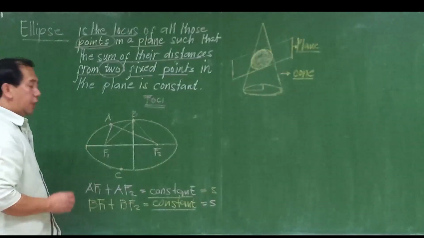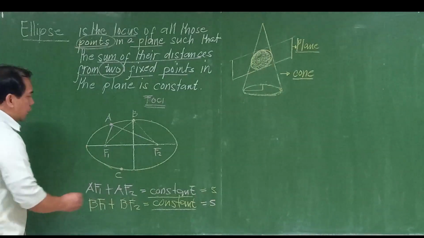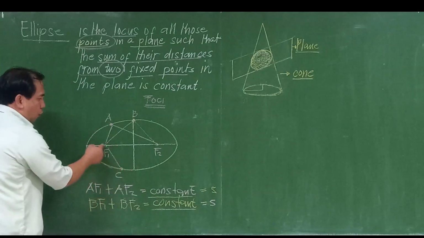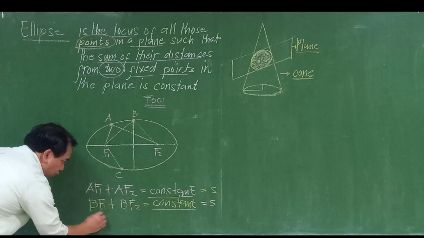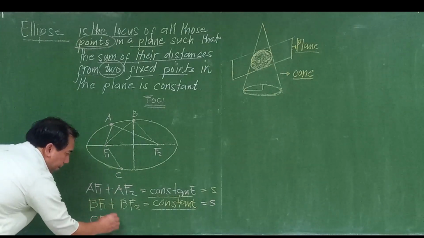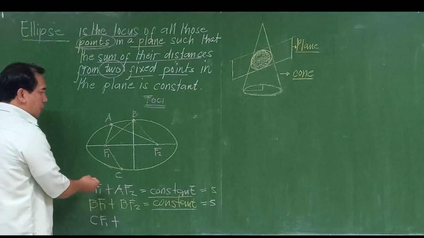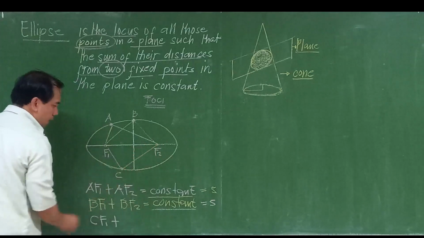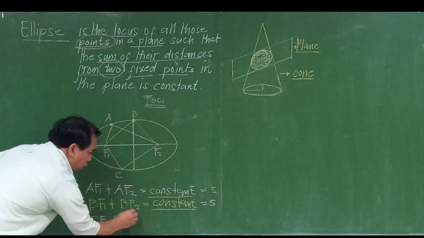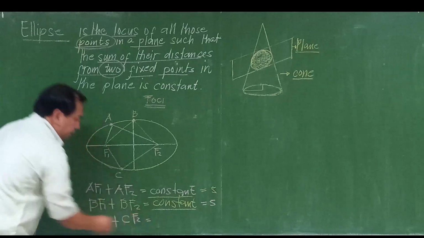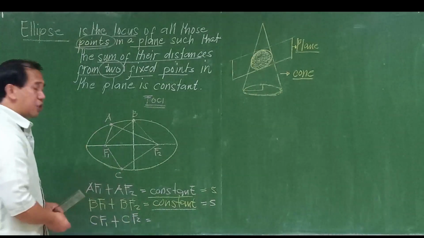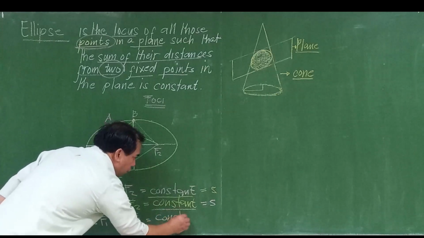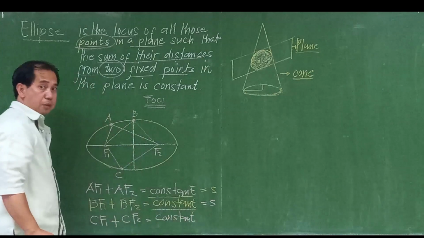So that if I were to get the distance between point C to focus 1, plus point C to focus 2, still the result is constant. Okay? Constant. Okay? That is the meaning.